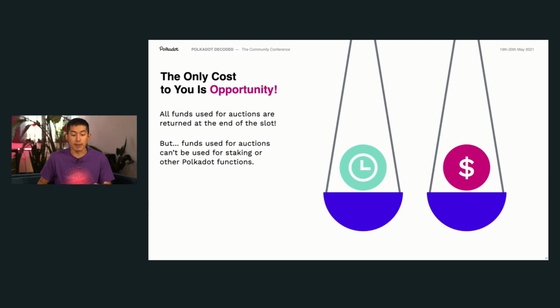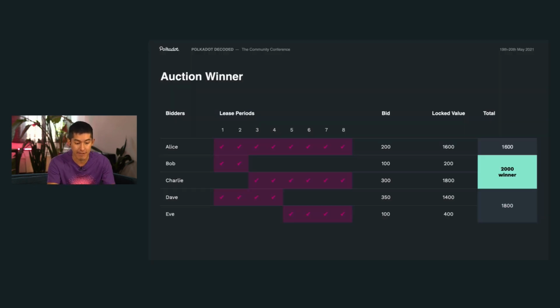So when tokens are locked up, you can't do things like staking or voting or transfer or anything like that. But that also means really the only cost for being a parachain is an opportunity cost. So basically, when you're bidding in a parachain auction, you're saying that the value you can bring to yourself and to the network is more than what you could get for staking, for example. And so it's super exciting to know that you can become a parachain and not really have to spend any funds.